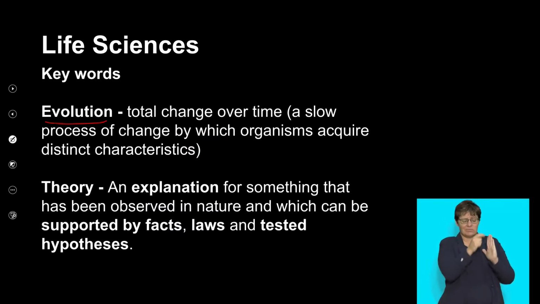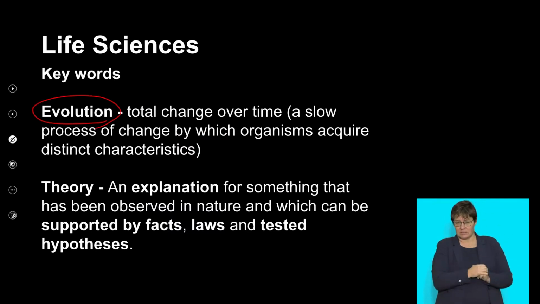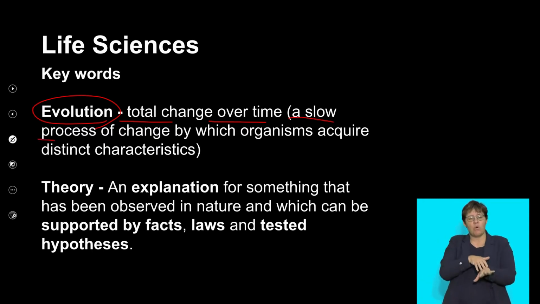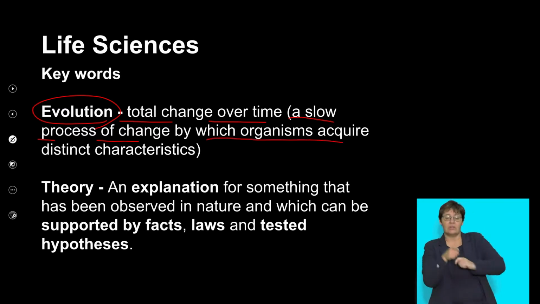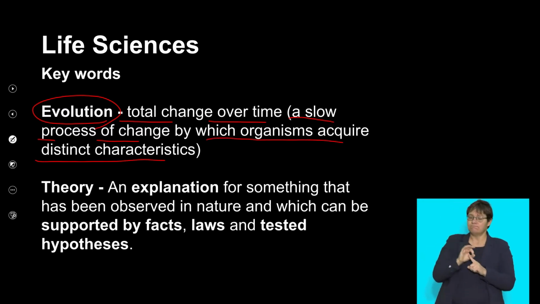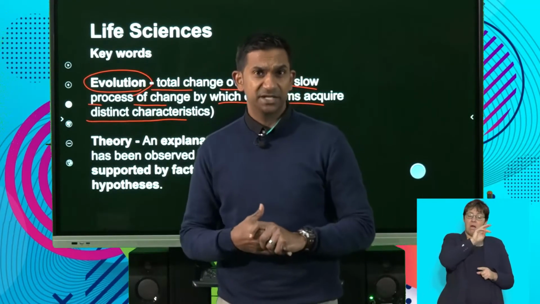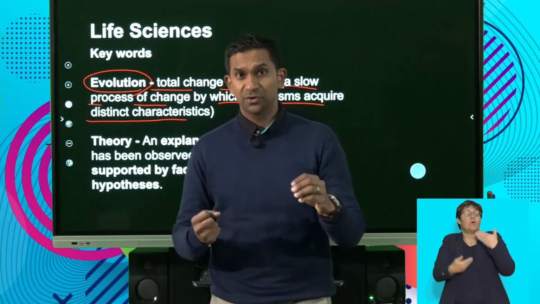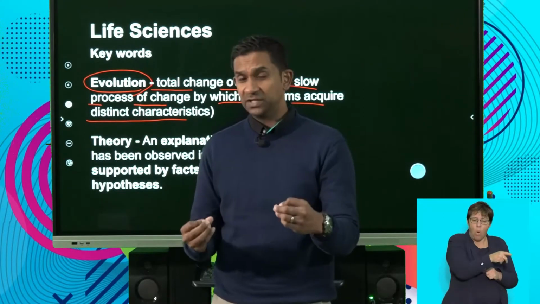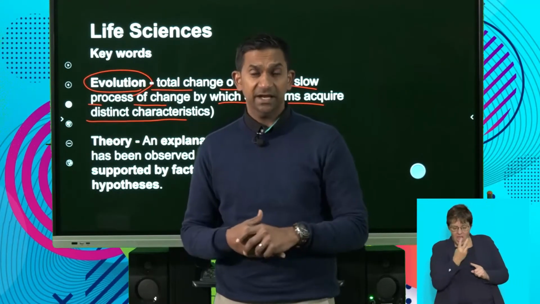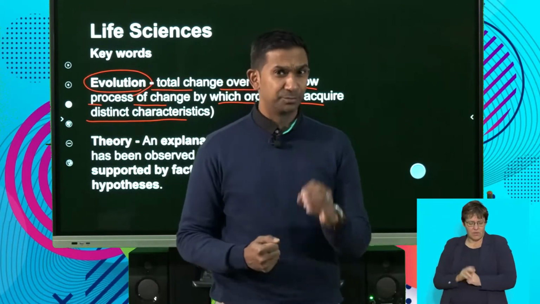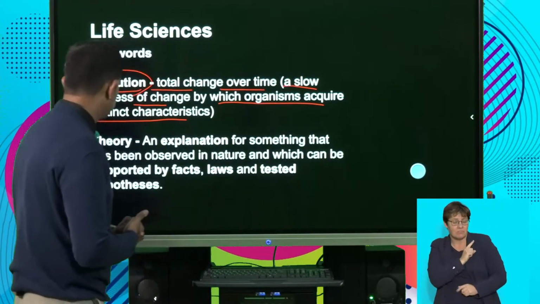So some key concepts that you need to always revise. What is evolution? Again, it is the total change over time, which essentially talks about a slow process of change by which organisms acquire distinct characteristics. And the word acquire does not necessarily refer to what Lamarck mentioned, but it refers to the process of where individuals over a period of time change in their characteristics. And we'll talk about what brings those changes in a little while.